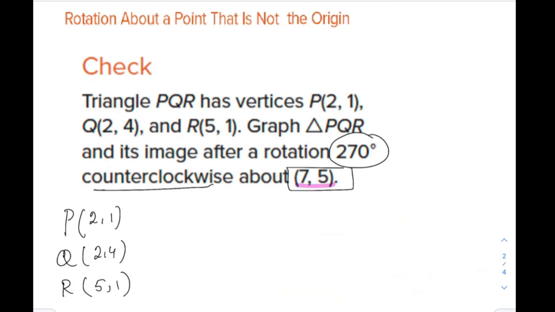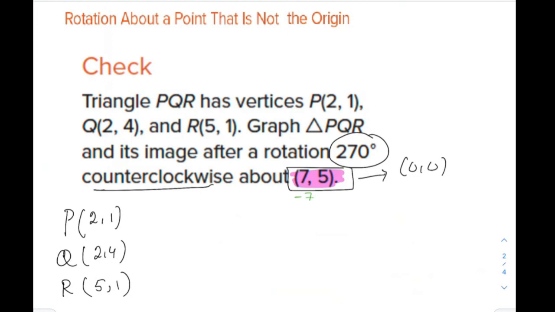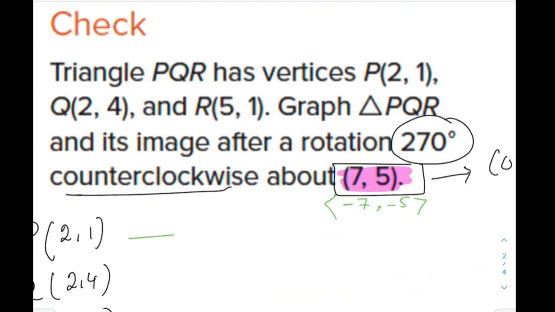As you see here, the point here is not 0, 0, which is the origin. So we will take it to 0, 0. How can we take or translate this point to 0, 0? By adding a vector of translation, -7, -5. What will we do? We will add -7 and -5 so that we come to 0, 0. This is step 1: add vector -7 and -5 to each one.